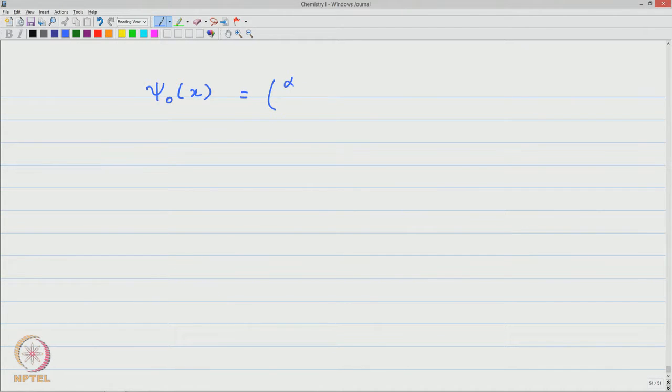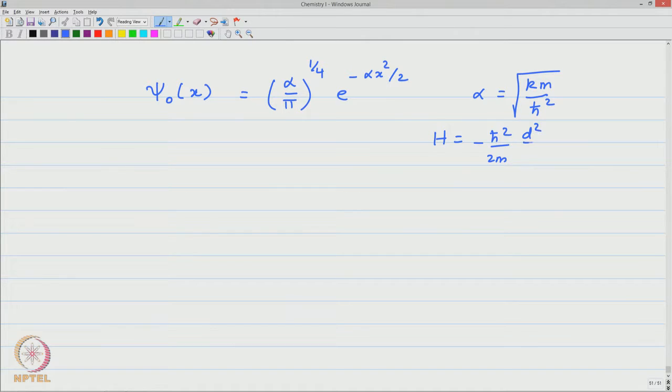It is alpha by pi to the 1 by 4 e to the minus alpha x square by 2, where alpha is the parameter for the harmonic oscillator in terms of km by h bar square. And you recall that the Hamiltonian is minus h bar square by 2m d square by dx square, which is the kinetic energy, plus half k x square, which is the potential energy, and this is the spring constant or the force constant.